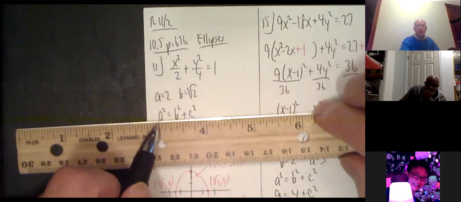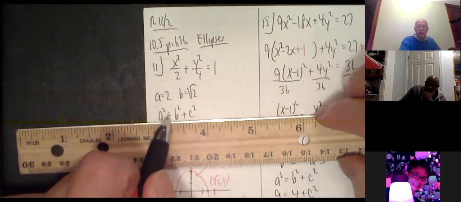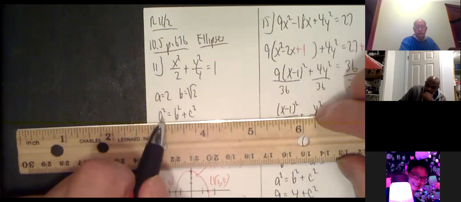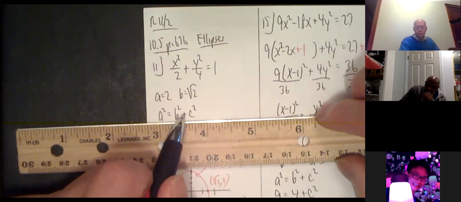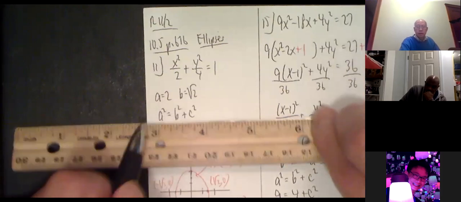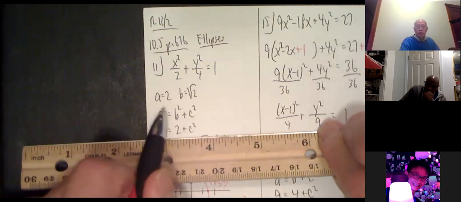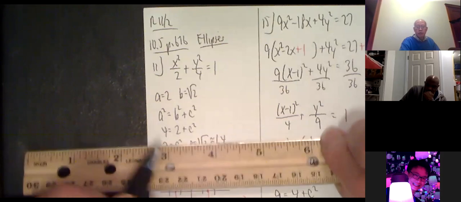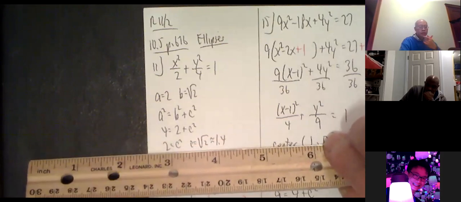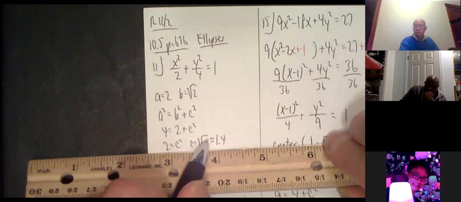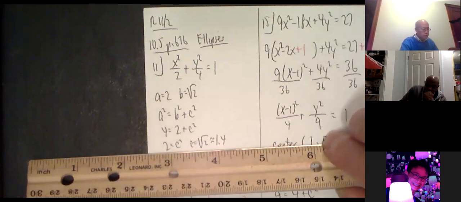Find c: a squared equals b squared plus c squared. Again, that's different than what you're used to. You're used to a squared plus b squared equals c squared. This one is a squared equals b squared plus c squared. So plug in: 4 equals b squared, which is 2, plus c squared. 2 equals c squared. c is radical 2, which is about 1.4. Okay, so we're ready for the graph.